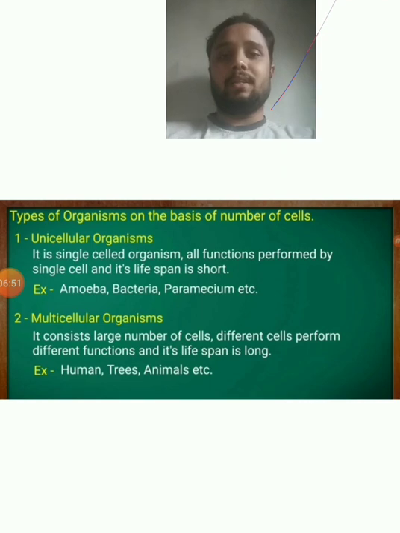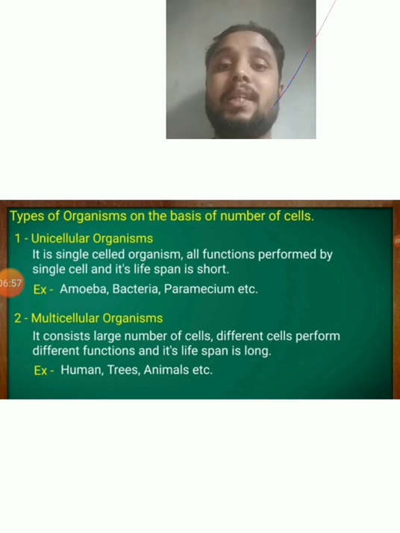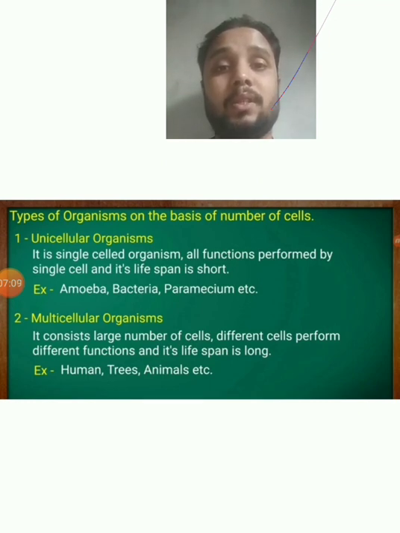Only one cell is there in a unicellular organism. All functions are performed by that cell and its lifespan is short. So unicellular organisms, their lifespans are very short. Okay, very short. Single cell organism. Unicellular organisms are single cell.